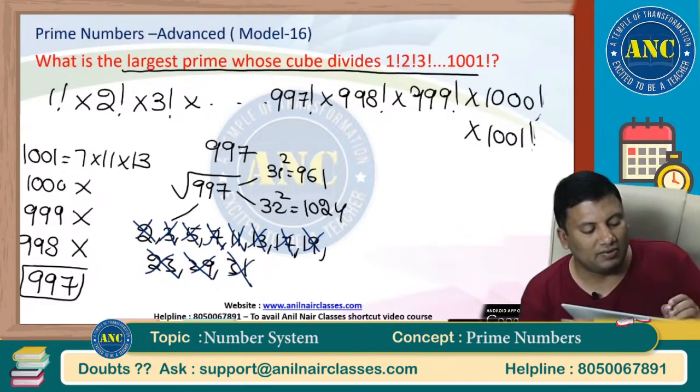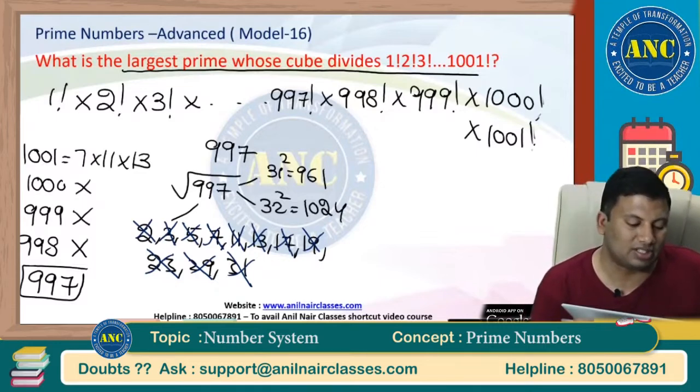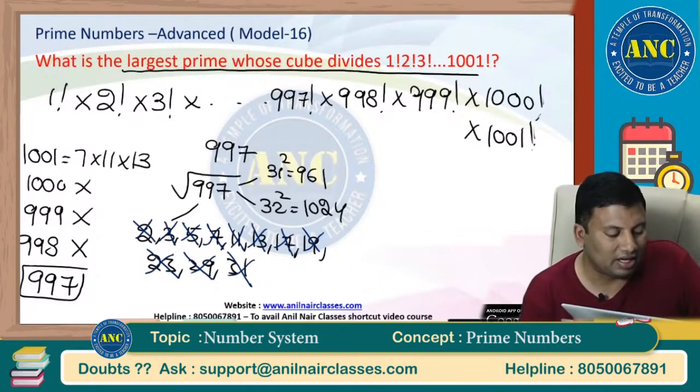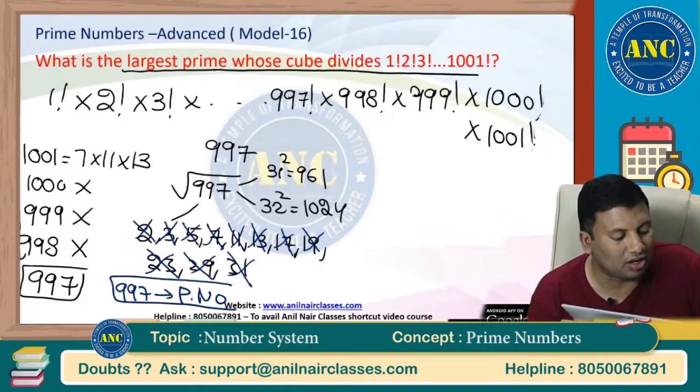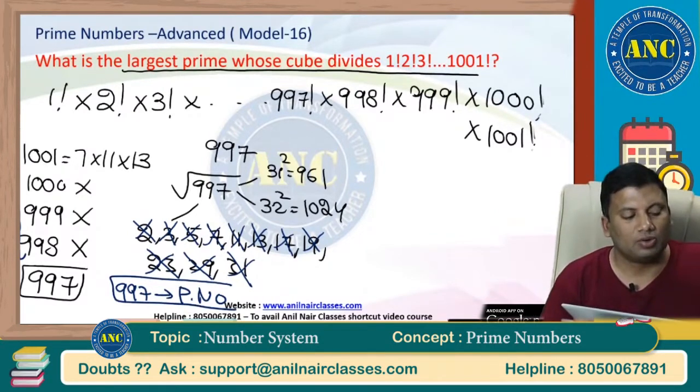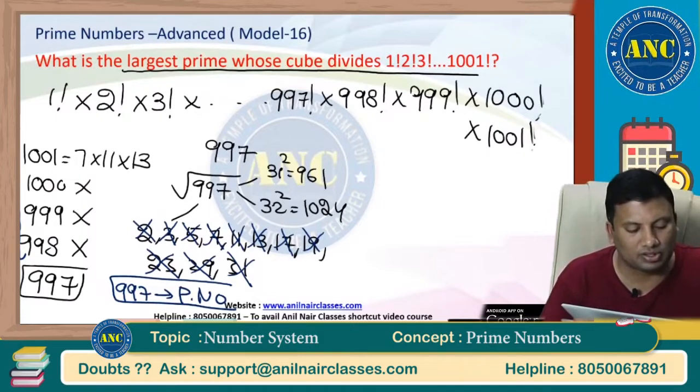It is not divisible by any of the prime numbers less than the square root of n. That means 997 is a prime number, because it is the largest. I am coming from 1001 onwards, going back: 1001, 1000, 999, 998. It is not possible. So 997 it is possible.